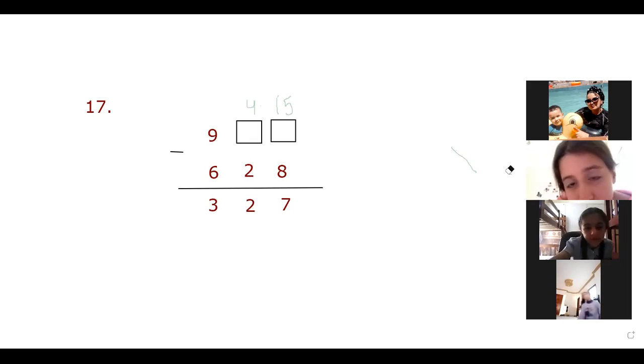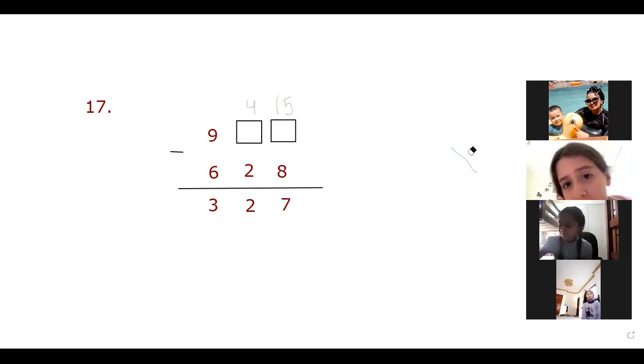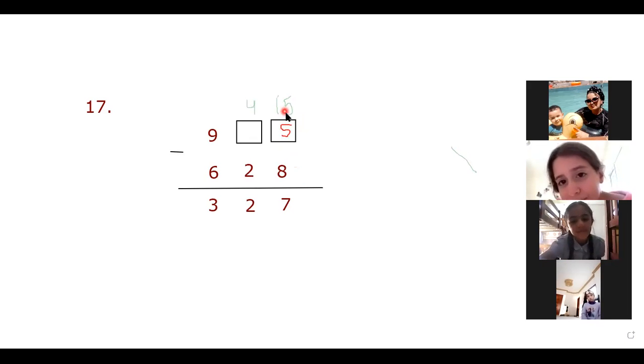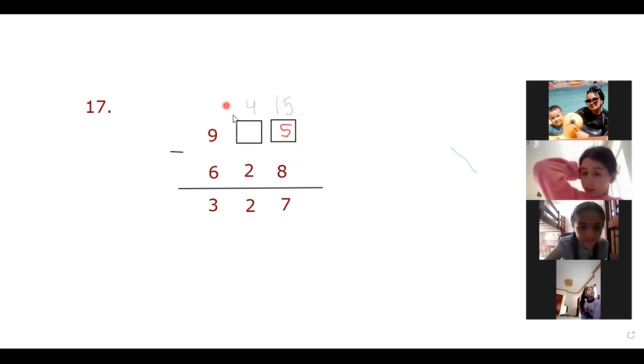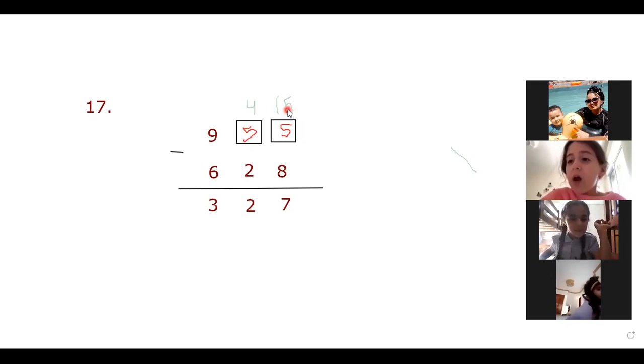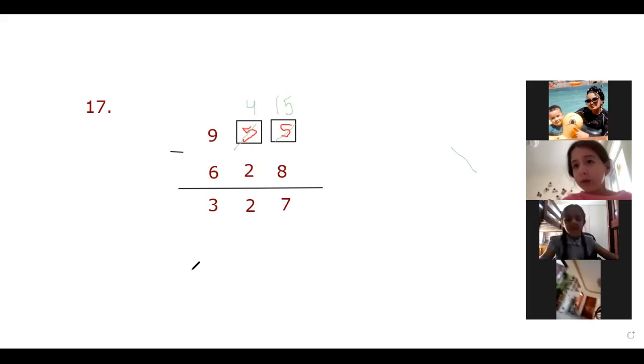Okay, you guys, let's start with the ones column. The first, we will put here five, because as we said before, if we cross out the five, it will give me 15. And here also 5. We make it bigger by 1. The 4 will be 5. If we cross it out, it is 15. It is 15, 5, we take 1 from it, it is 4. Good job, that's it, guys. Thank you.